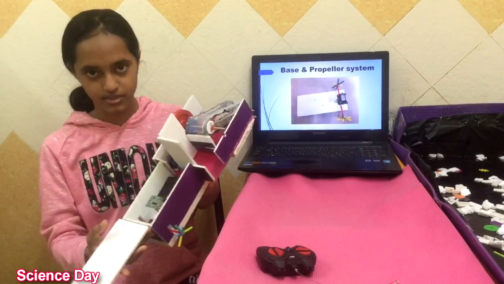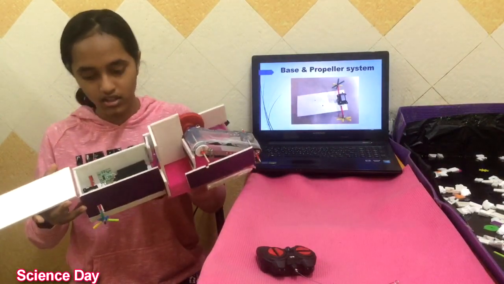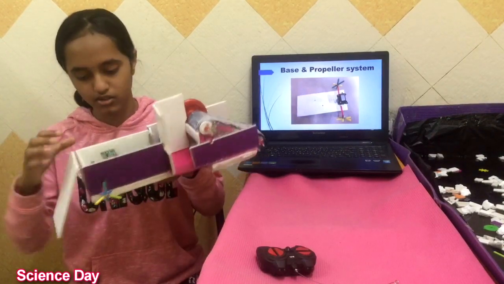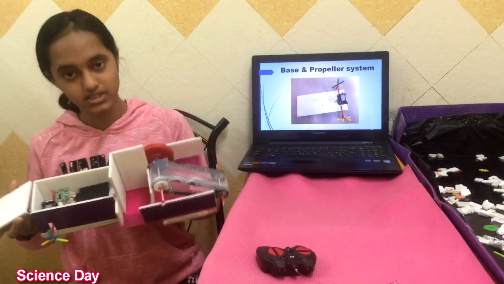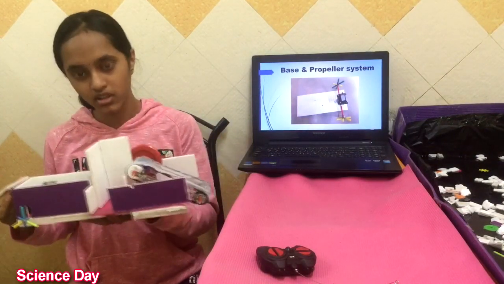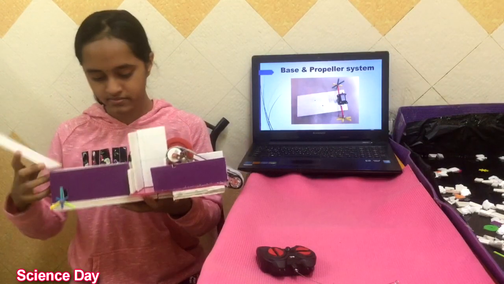This is the propeller system. It's made with a motor, two straws here, and two propellers. So as the motor rotates, the propellers will start rotating and push the water backward, so the boat will move forward.